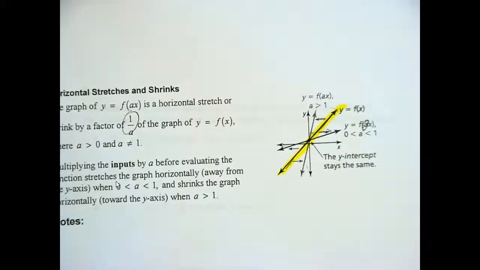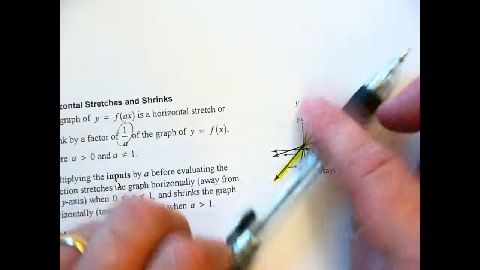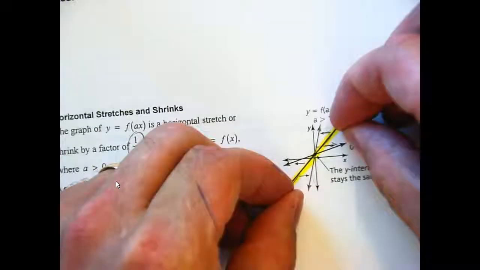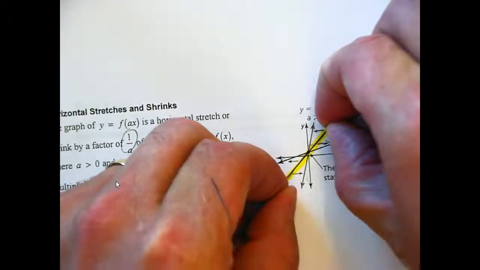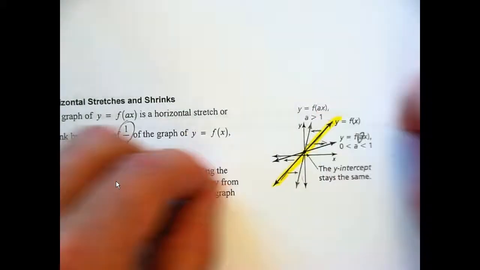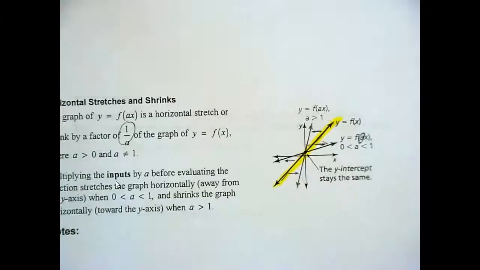Everyone understand what we're saying? Okay? You're kind of, it's not really a rotate. I mean, it's kind of a rotation, but you're pulling it. It's like taking the ends of it and pulling it away from the y-axis or pushing it towards the y-axis. Okay, that's what a horizontal stretch or shrink is.